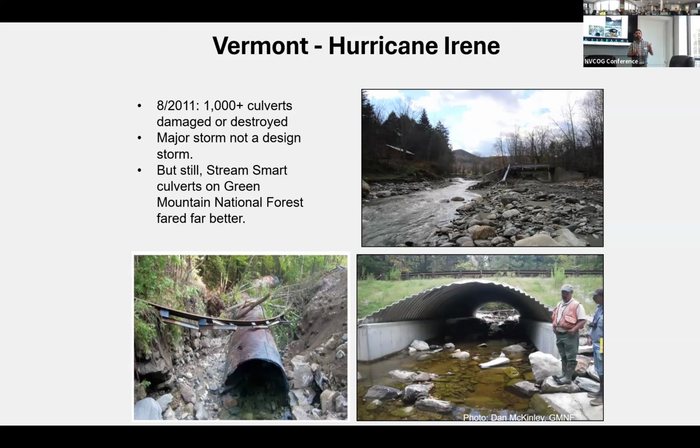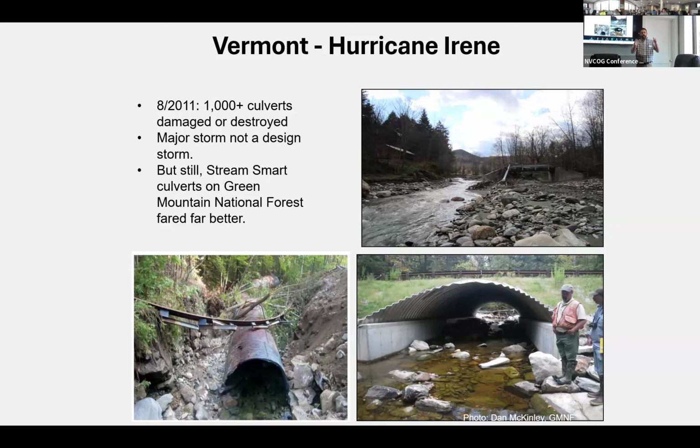It was actually Irene and Lee that came really close together. Now, obviously, this is a major storm, not a design storm, not something we're really trying to design our culvert crossings for. But still, despite that, the stream smart culverts or the stream simulation designs in the Green Mountain National Forest are way better. All their other ones were blowing out left and right, and their stream sim designs actually survived.